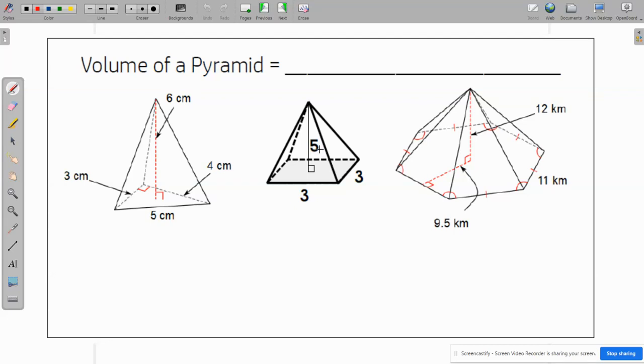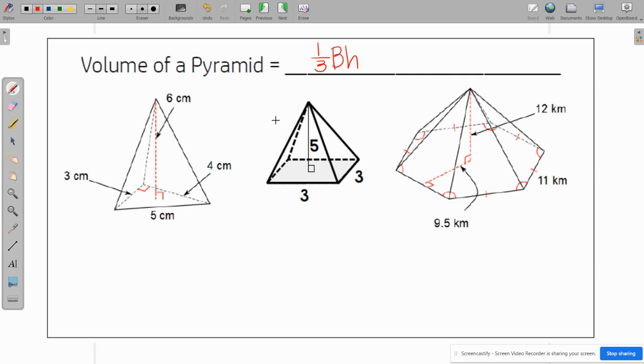The formula for the volume of a pyramid starts off very similar to the formula for the volume of a prism. You start with the area of the base times the height. And again, the base and the height are perpendicular. But instead of just keeping this, you are also going to multiply by 1/3. So 1/3 times the area of the base times the height.